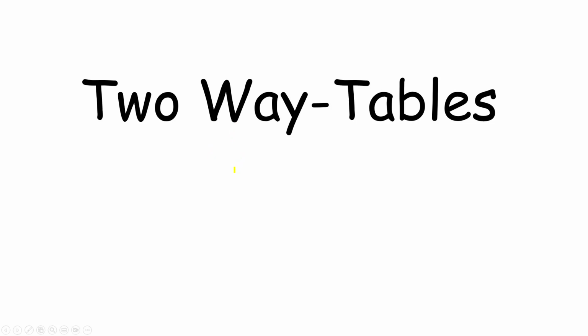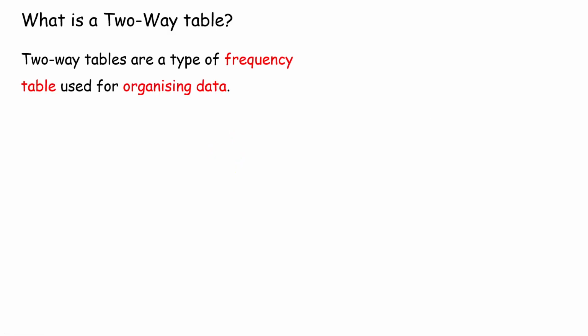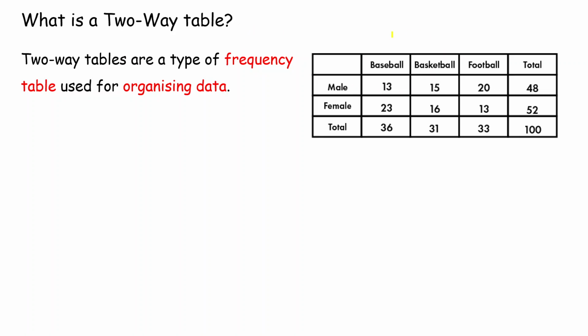Okay, we're now on to two-way tables, and let's get into it. What is a two-way table? A two-way table is a frequency table used to organize data. So this is an example of a two-way table.